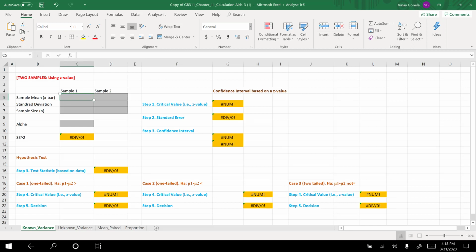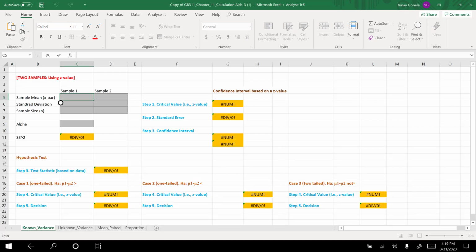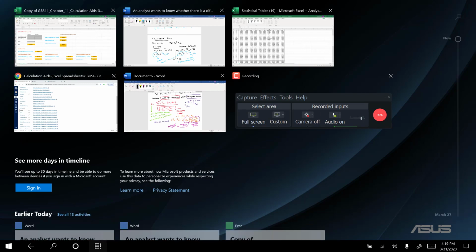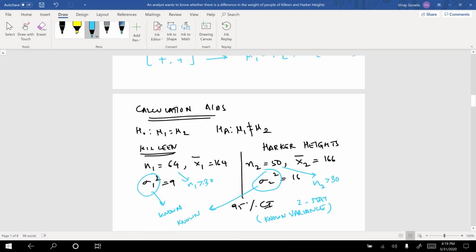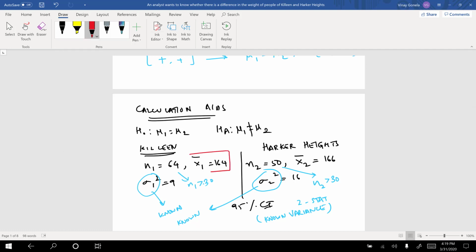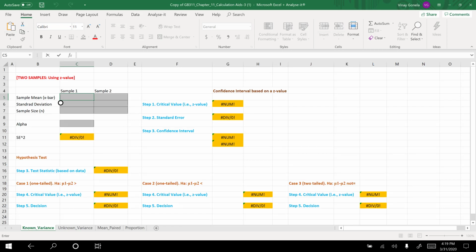So the first value is sample mean. Let me see what is the sample mean for sample 1. I'll use a different color. So sample 1 sample mean is 164. So this is 164.